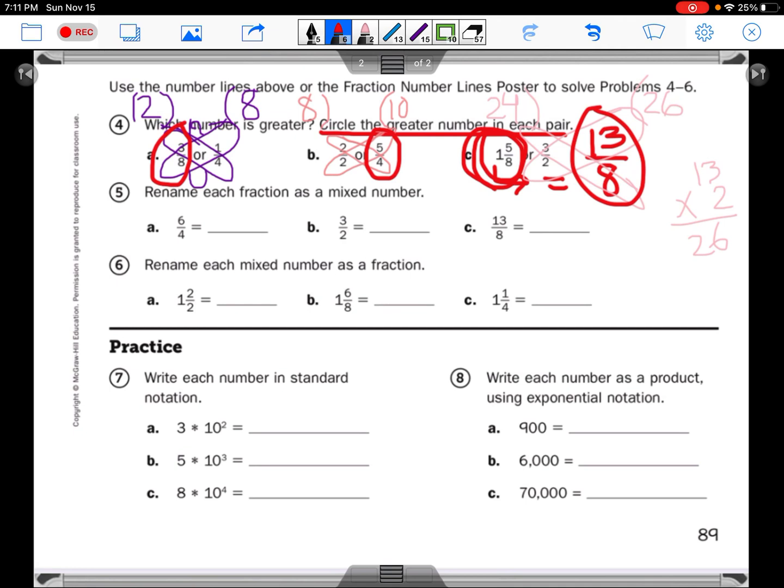Now we're going to rename each fraction as a mixed number. This is exactly like I was talking to you about in your notes. So I want you to go ahead and try using the strategy I showed you earlier, 6 divided by 4 to change 6/4 to a mixed number. How many 4s are going to fit in there? 1. 1 times 4 is 4. When you subtract, you get 2. So put that 2 at the top of the fraction, and the 4 stays on the bottom. So 1 and 2/4 is the same thing as 6/4.